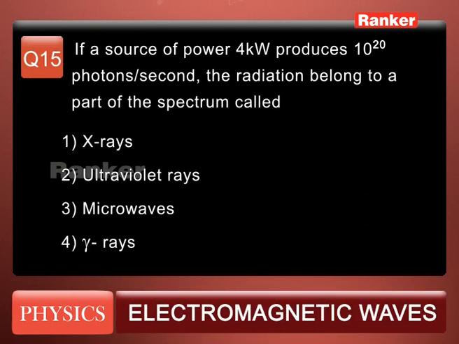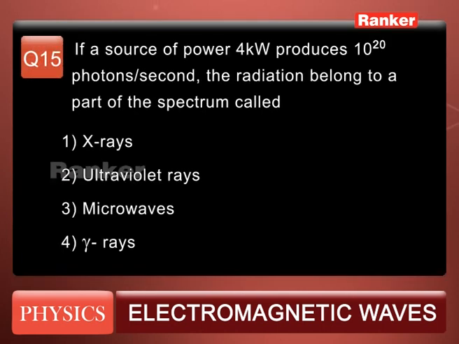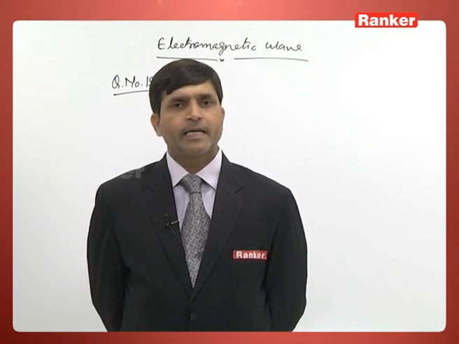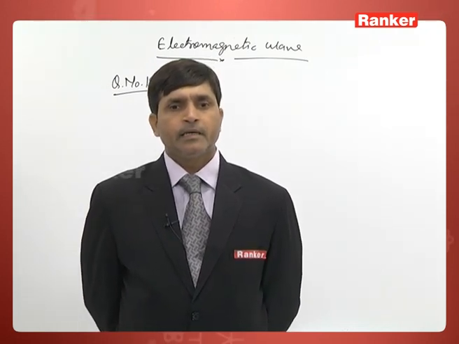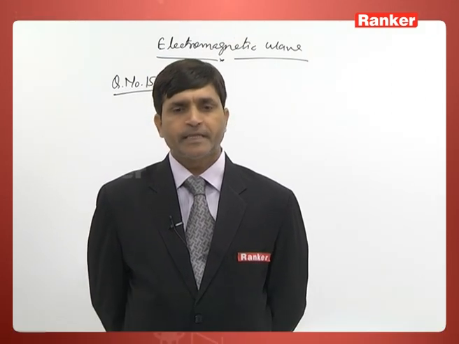Question number 15. If a source of power 4 kilowatt produces 10 to the power 20 photons per second, the radiation belongs to a part of spectrum called: the first option X-rays, the second option ultraviolet rays, the third option microwaves, and the fourth option gamma rays. So this categorization is based on the energy of radiation or the frequency of radiation.